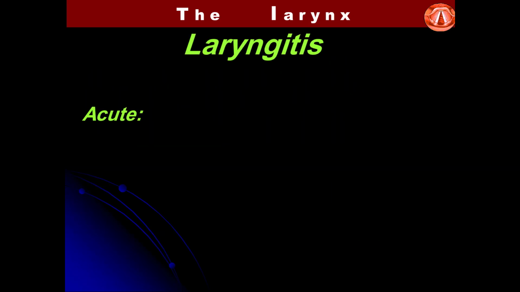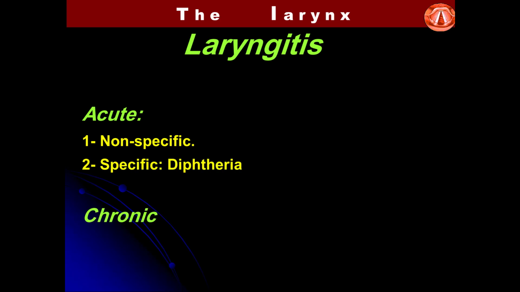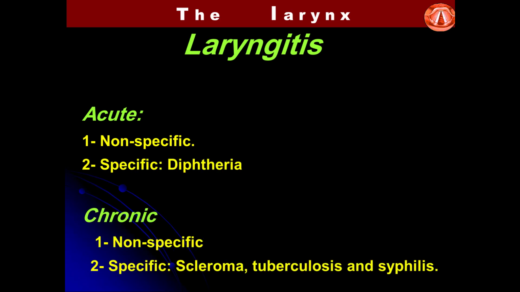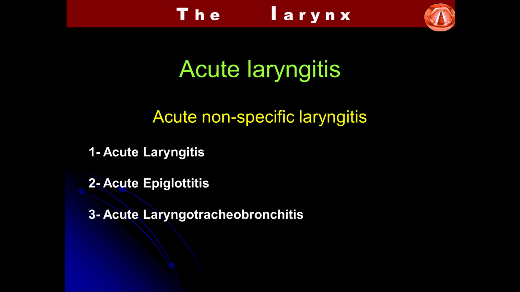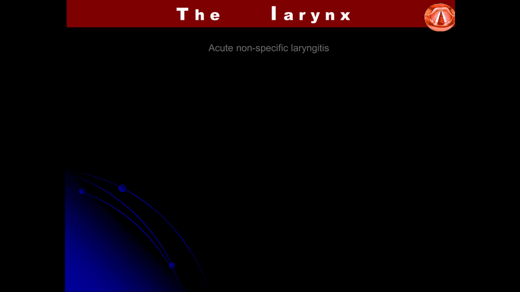As regards the inflammation of the larynx, we have what's called acute and chronic inflammation, specific or non-specific inflammation, and we will discuss certain issues as regards the inflammation. For acute non-specific laryngitis, maybe most of us would have passed through this laryngitis during common cold or influenza, and the most important are acute epiglottitis and laryngotracheal bronchitis.